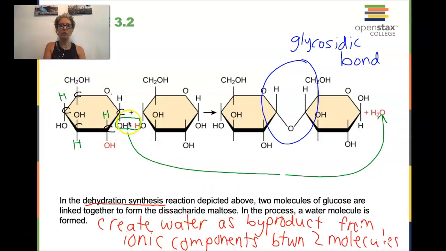This glucose molecule has an OH, that is that hydroxy or hydroxyl functional group, and the second one has one as well. And when they combine, we take the hydroxyl from one of the glucose molecules and the hydrogen from the hydroxyl on another, and that is what creates the water that is a byproduct. This oxygen wasn't involved in that dehydration synthesis, and it will bind to the carbon, and that is our glycosidic bond.